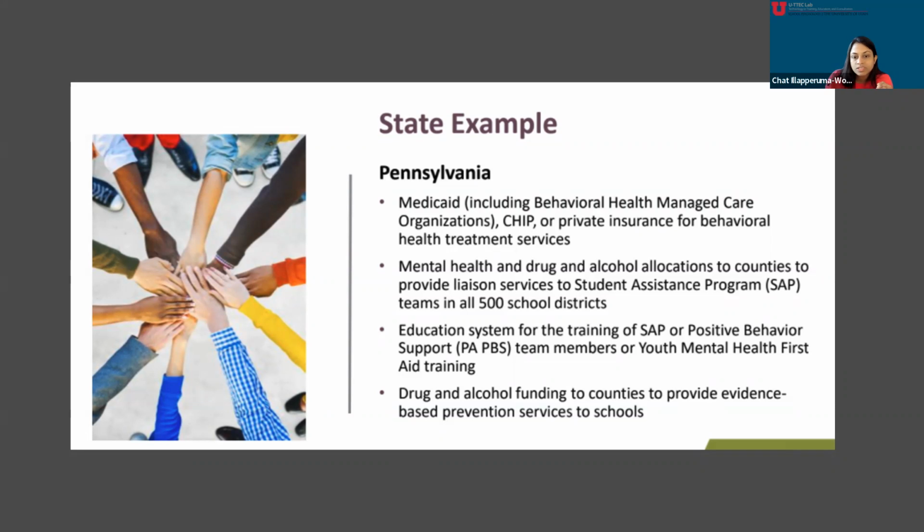So here as well, you can see funding to support the school mental health work, again, came from fee-for-service revenue, mental health and substance use allocations, education training funds, and drug and alcohol funding to support counties in the prevention work. So again, this is another example of the variety of funding that you can gather for your school, and how you can be creative with those.